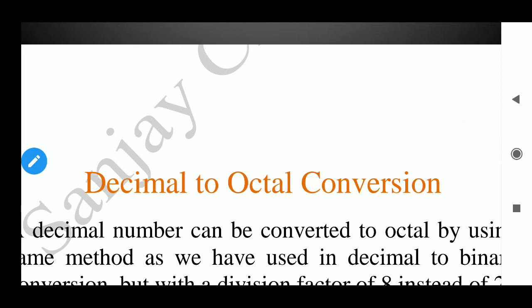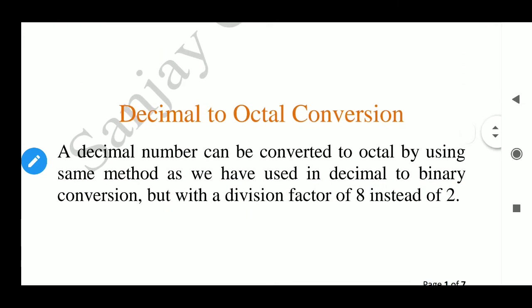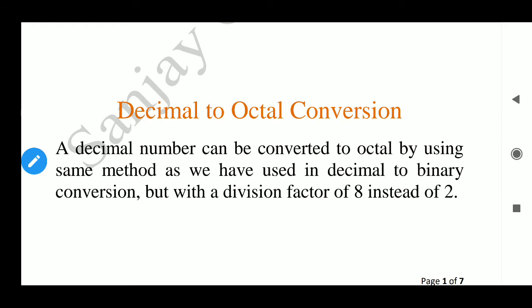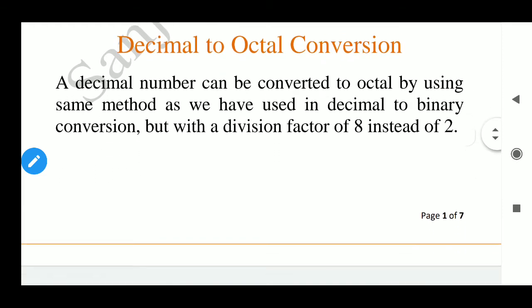Decimal to octal conversion. I'll just read it and you will understand. A decimal number can be converted to octal by using the same method as we have used in decimal to binary conversion, but with a division factor of 8 instead of 2. Remember, when we were converting our decimal number to binary, we were dividing that decimal number by 2, and now because we are converting decimal to octal and the base of an octal number is 8, we divide the decimal number by 8. Okay, so we will move forward.